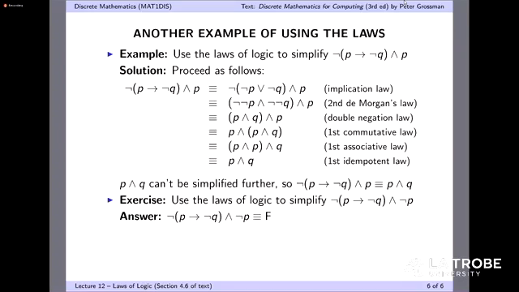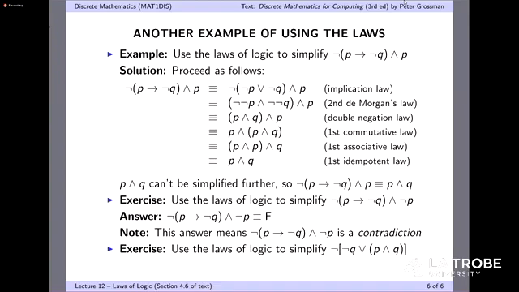Right. So my answer is F. Okay. I hope you got the same. If not, you need practice. So please practice as much as possible. Questions, bring them to me. This answer means it's a contradiction. And that means all false possibilities.